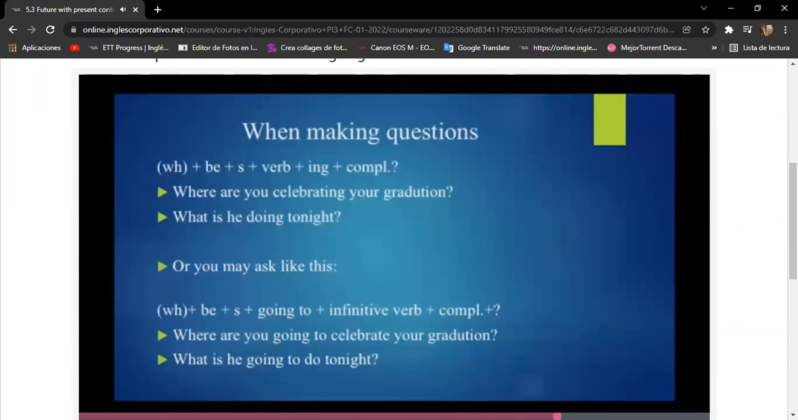Or you may ask like this. WH question word plus be, plus subject, plus going to, plus infinitive verb, plus complement, and question mark. Where are you going to celebrate your graduation? What is he going to do tonight? Either question is correct.